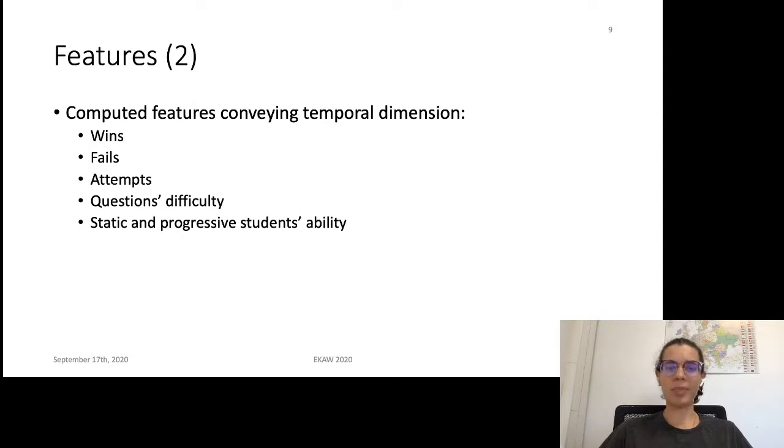These are the attempts, the wins, the fails that summarize the number of times that a student sees a question, answers to it correctly or incorrectly. Question difficulty, static and progressive student ability. That is the ratio of correct answers given to a question or given by a student, either statically or temporally.